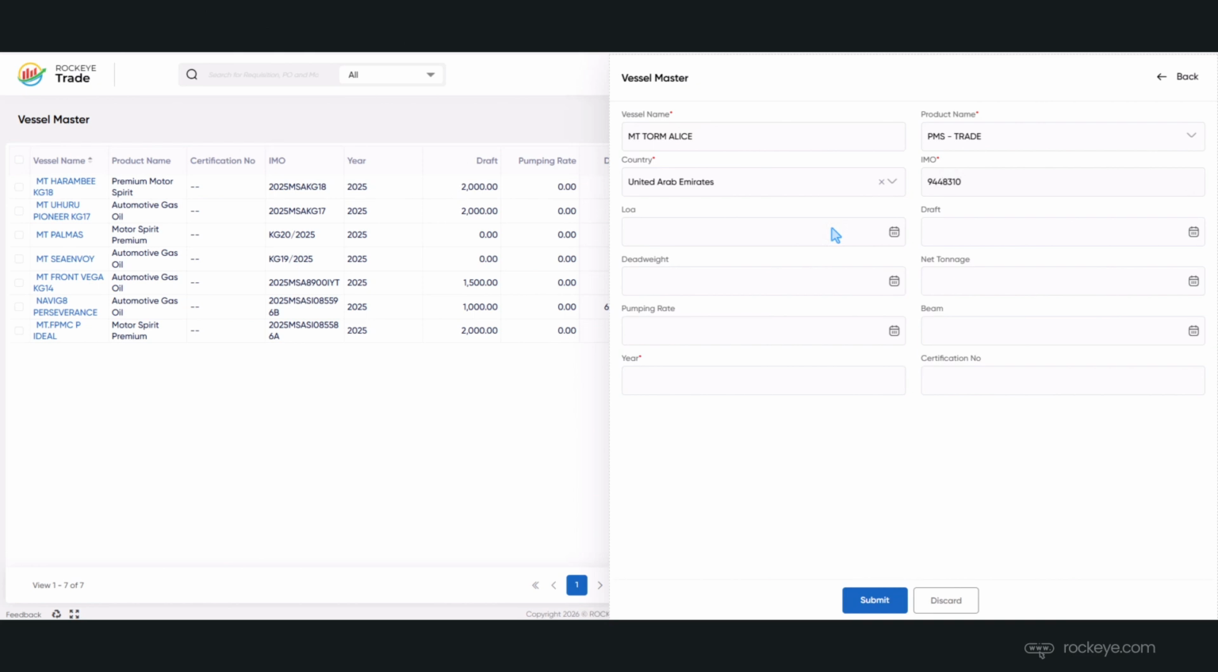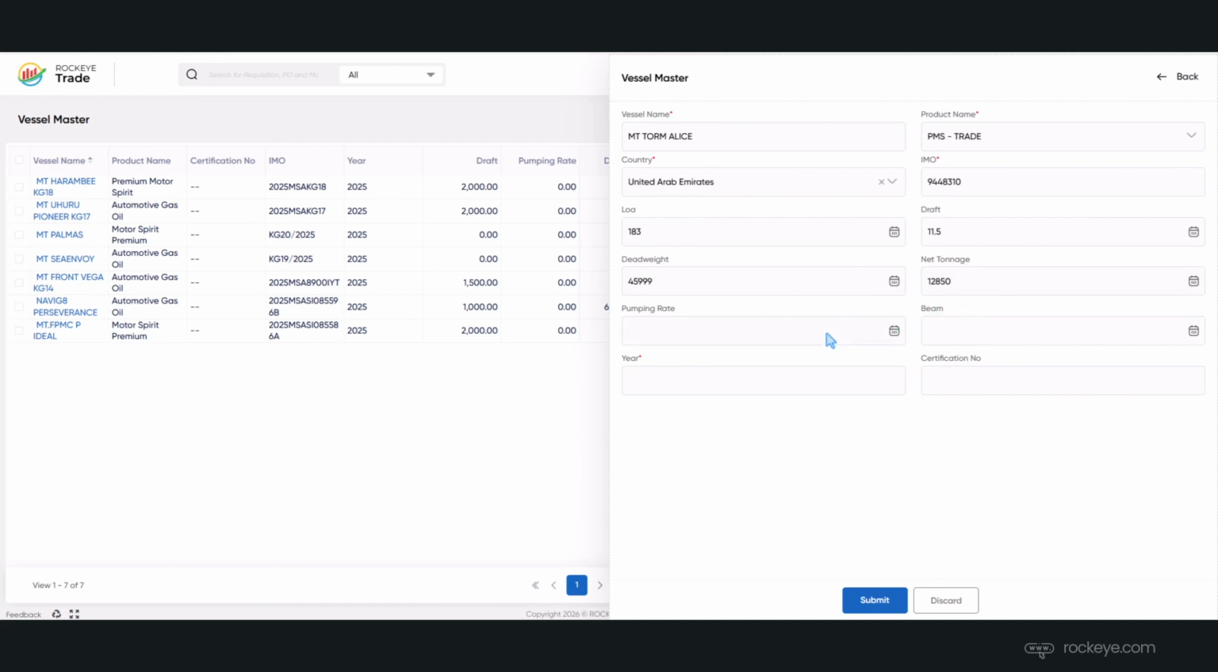LOA records the overall length to determine port compatibility and docking requirements. Draft measures the vertical distance between the waterline and the bottom of the hull. Deadweight indicates the total carrying capacity including cargo, fuel, and crew. Net tonnage represents the volume of useful cargo space available for transport.